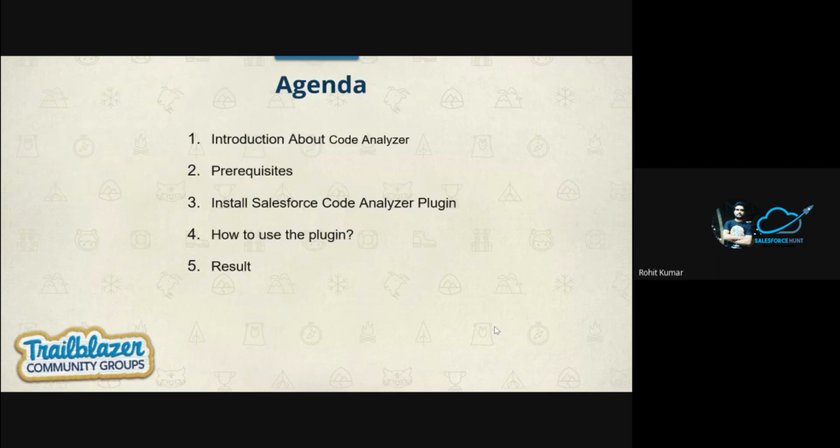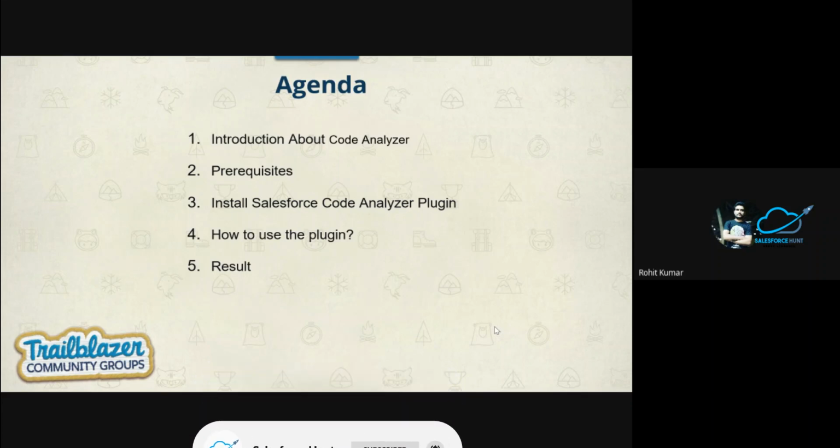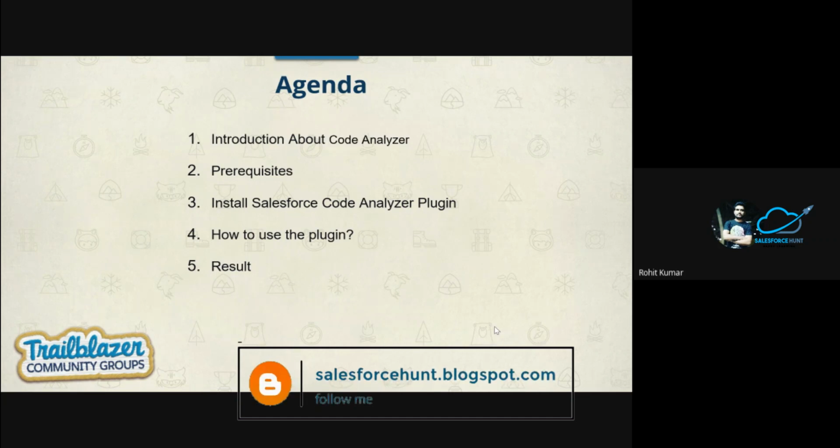So this is the agenda for this session. First, an introduction to Code Analyzer: what is Code Analyzer and why we are using it, because besides this we have lots of software and plugins, so why do we need this one? I will explain each and every term, and the prerequisites of Code Analyzer. Then installing the software and the Salesforce Code Analyzer plugin, how to install it and how to configure it. There is some minimum configuration you have to maintain. I will explain that later on.